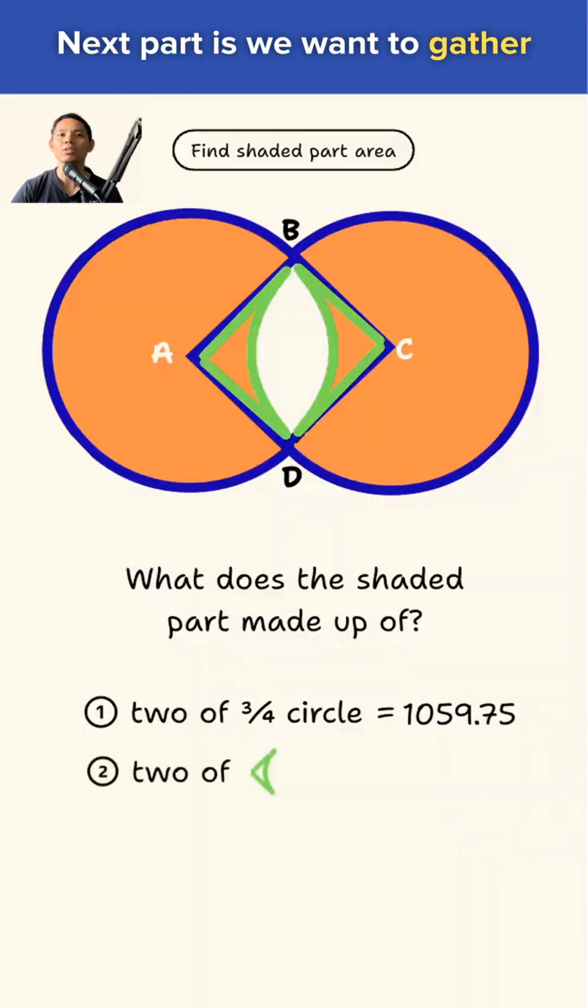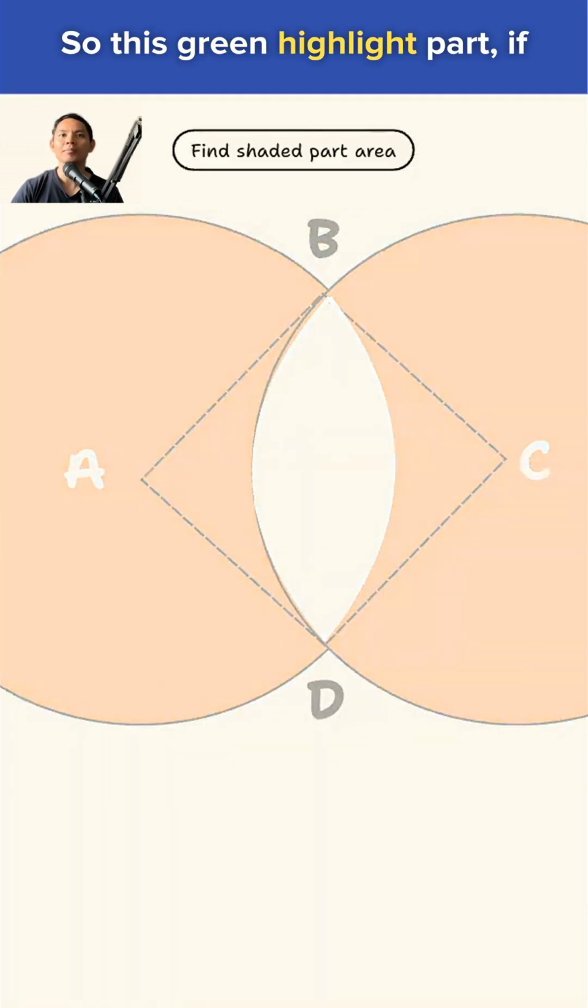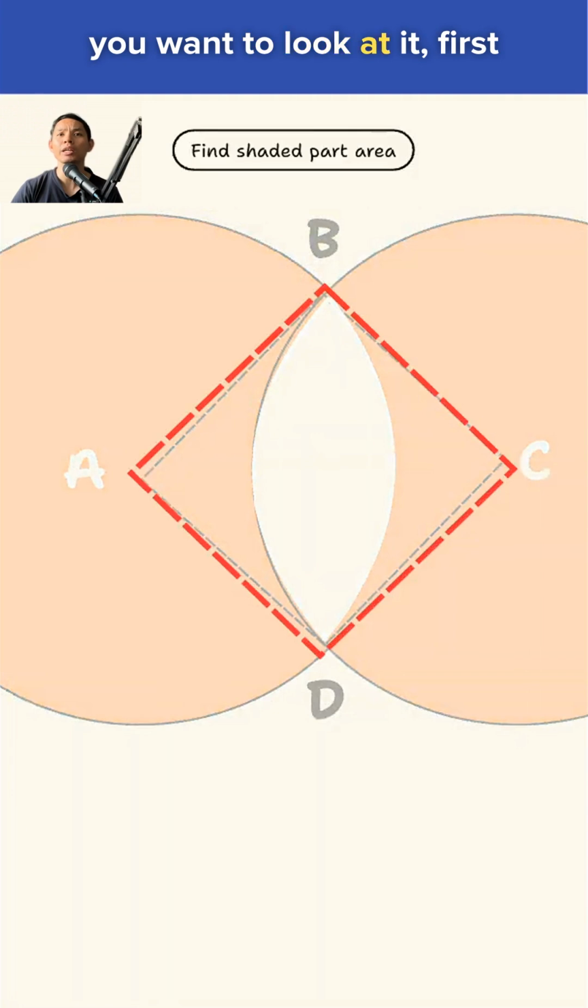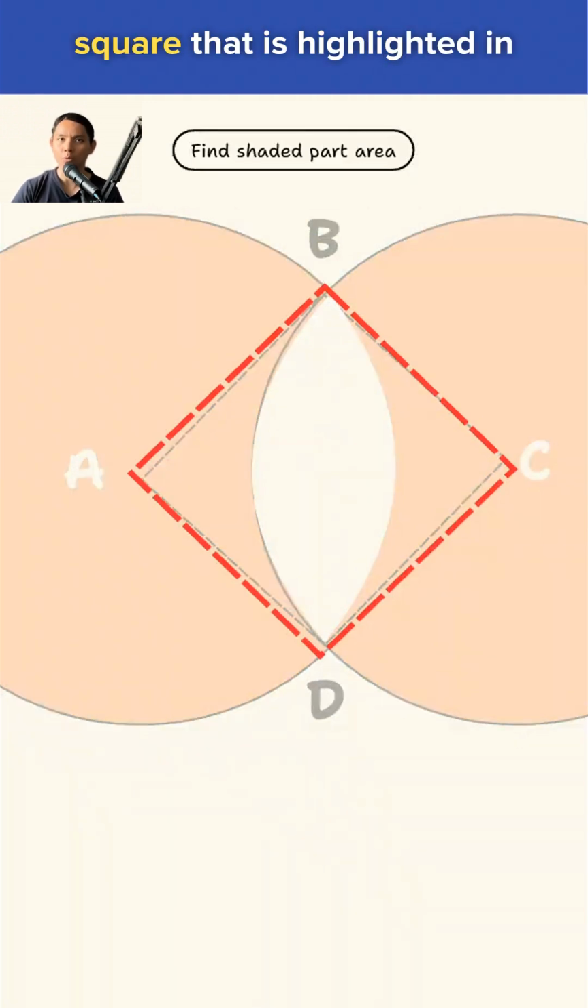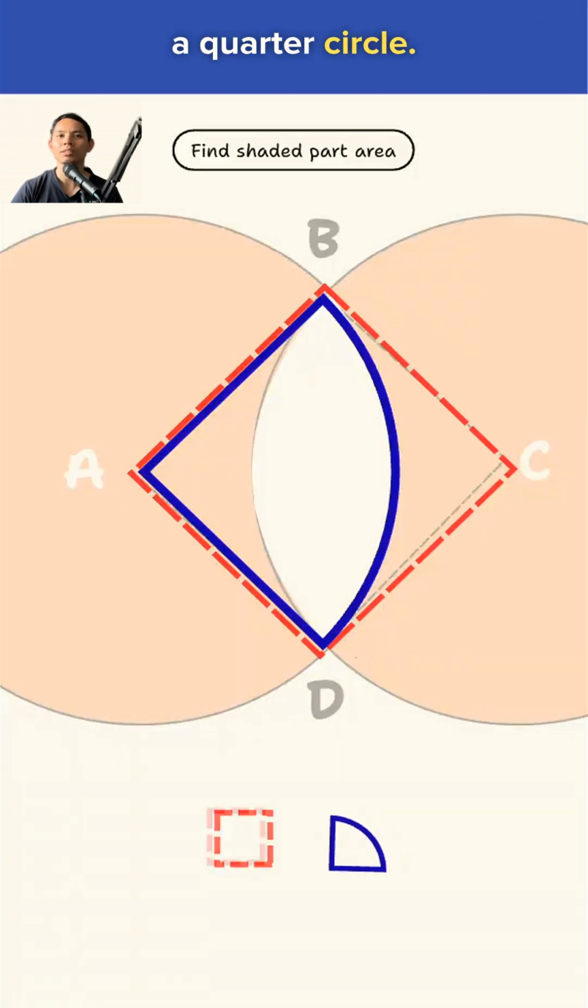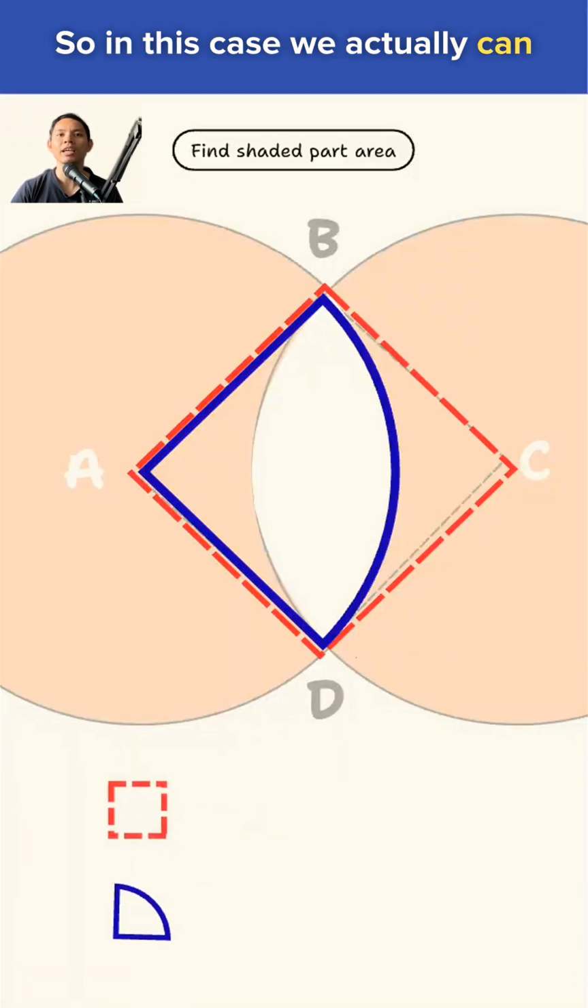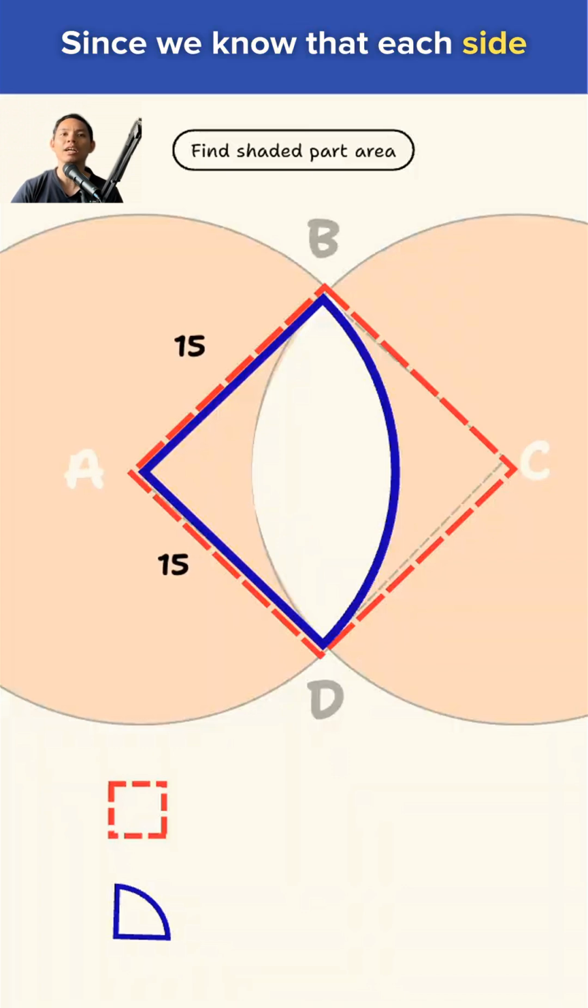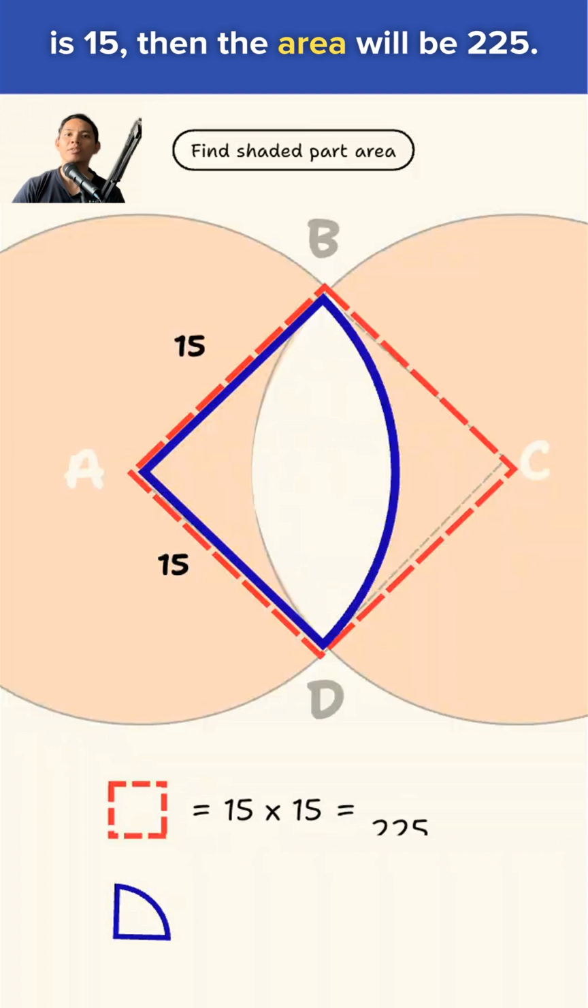Next part is we want to get the two of this green highlighted part. So this green highlighted part, if you were to look at it, first there is a square that is highlighted in red or dotted red. Then we actually, if you look closely, it also comprises of a quarter circle. So in this case, we actually can get the first shape, which is the red dotted line square. Since we know that each side is 15, then the area will be 225.